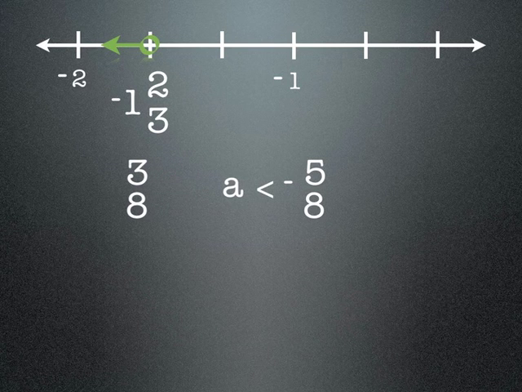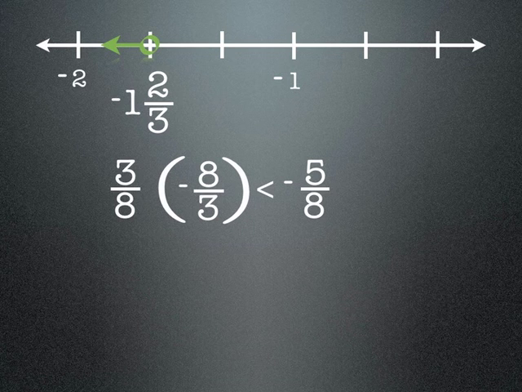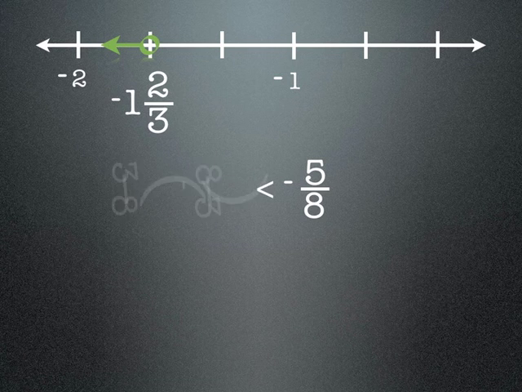We can check to see if our answer is correct by selecting a number that is true to our inequality. So I've selected -8/3 here. That is less than -1 2/3, and it's really easy to multiply. It's simply -1. -1 is less than -5/8. That's true, so my solution is accurate.